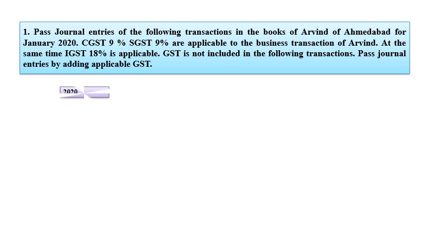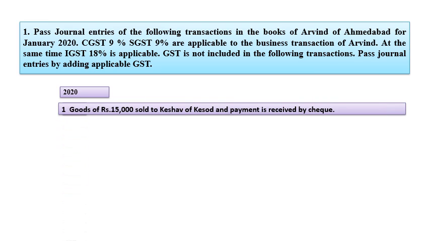First one, 2020 January 1, goods of rupees 15,000 sold to Kesav of Kesod and payment is received by cheque. From this we have to pass the entry, but before passing the entry we have to specify the nature of the transaction. Here you have to decide whether it is interstate or intrastate. Kesav is in Kesod and Arvind is in Ahmedabad. So both are located in the same state, so it is an intrastate transaction.